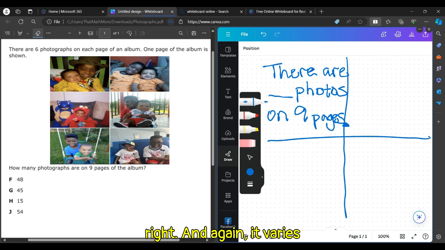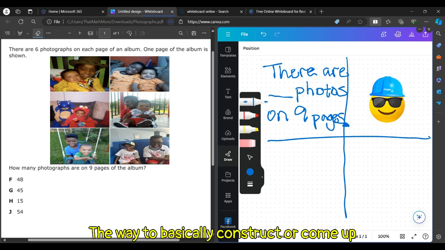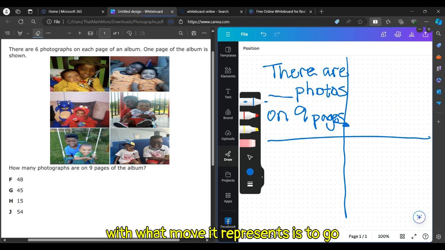Again, it varies what your child is expected to put in this box. What I'm going to show is basically creating a picture of one of those moves that I discussed in my last few videos. The way to construct or come up with what move it represents is to go back into the problem and gather the evidence that you find.